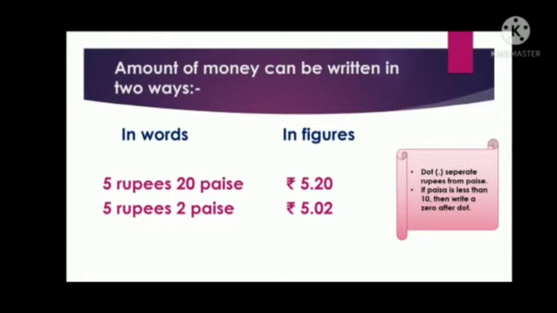The next example is 5 rupees and 2 paise. In figures, it is written as rupees 5.02. Now, most of the students make mistake in writing 20 paise and 2 paise. So make a note that if paise is less than 10, then write a 0 after the dot. Like if there is 5 paise, then in figures it will be written as 0.05.